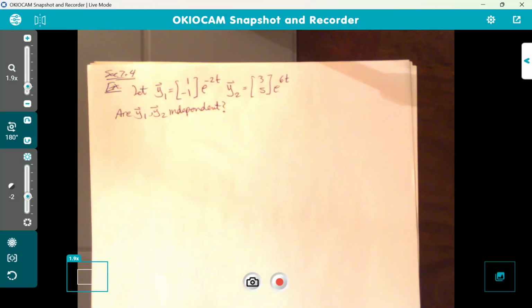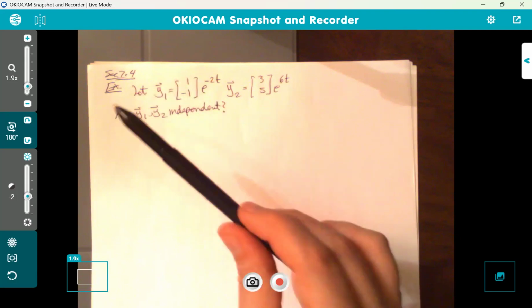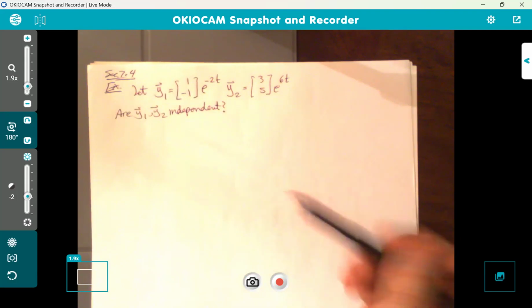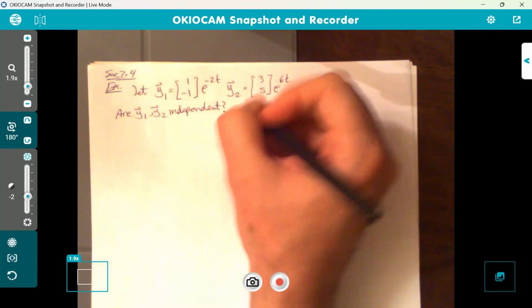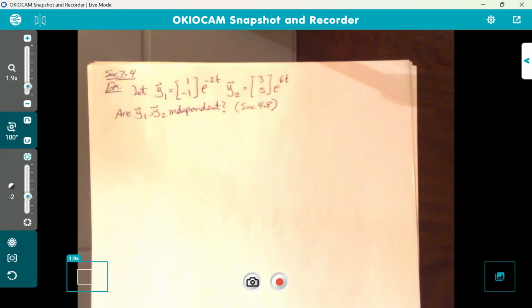Now, one thing we did earlier, and this goes back to some time ago, is to determine whether a set of solutions of a homogeneous system of differential equations is linearly independent. We said we need to find a Wronskian. This was from section 4.8. I believe that's when that was, from section 4.8.